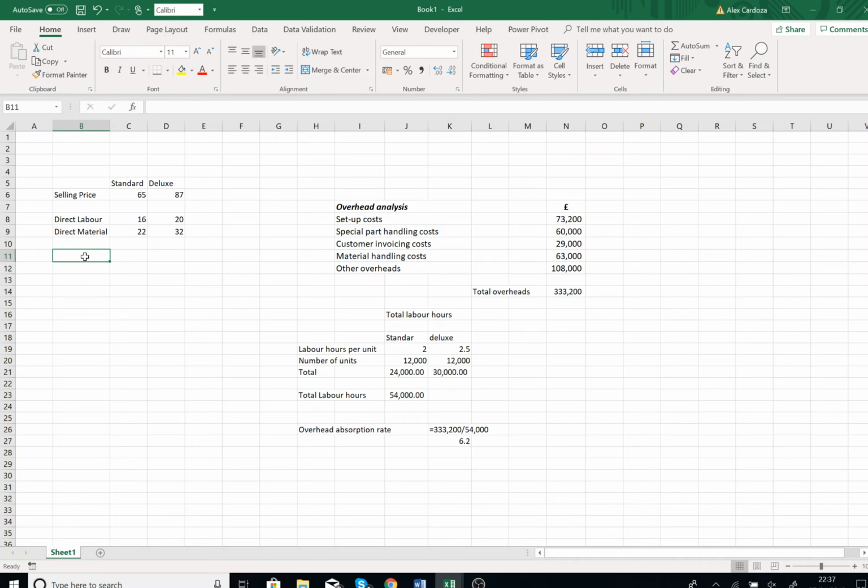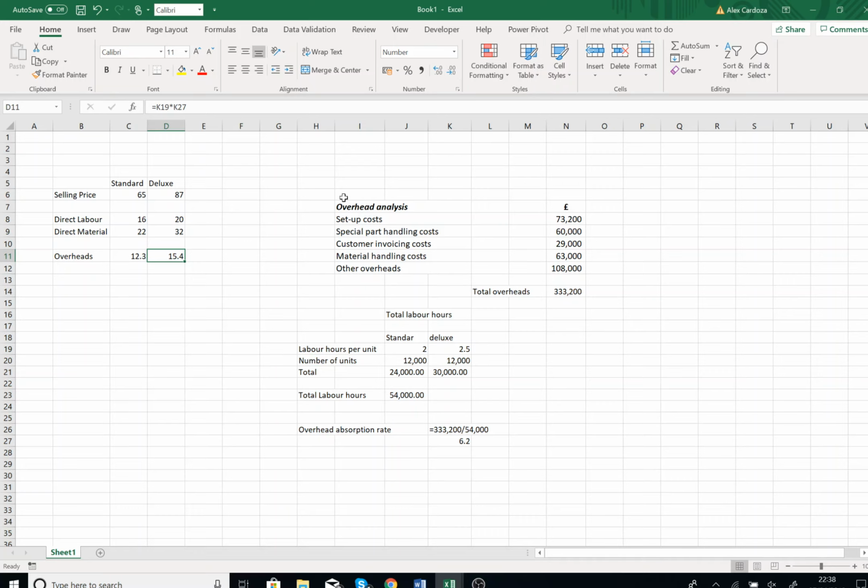Then we'll put this as overheads. Per unit, you get 2 hours, but then you times that 2 hours by the rate because you're working on a per unit basis. So it's going to be 12.4, or 12.3 even. And this will be 2.5 times 6.2.